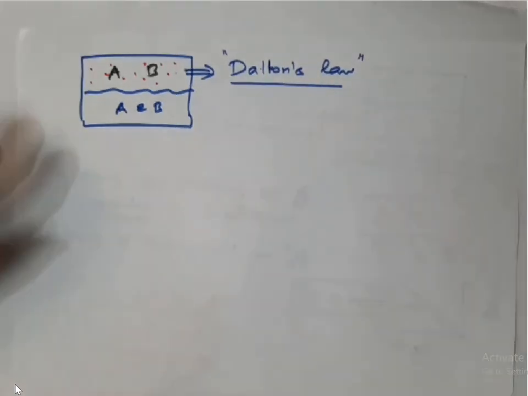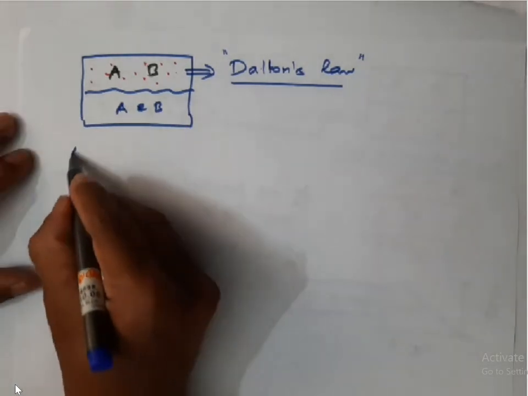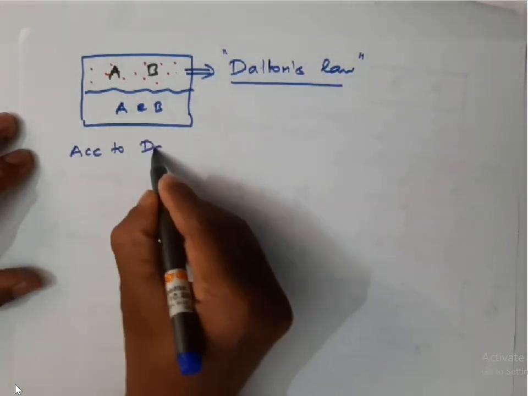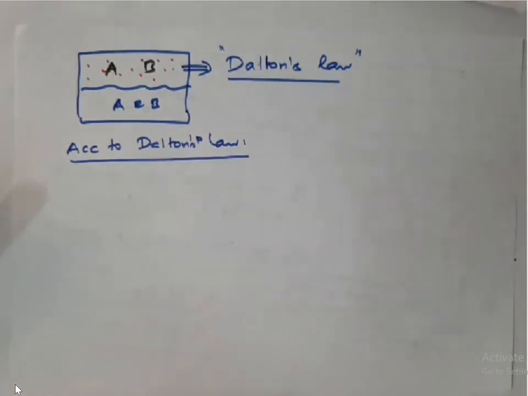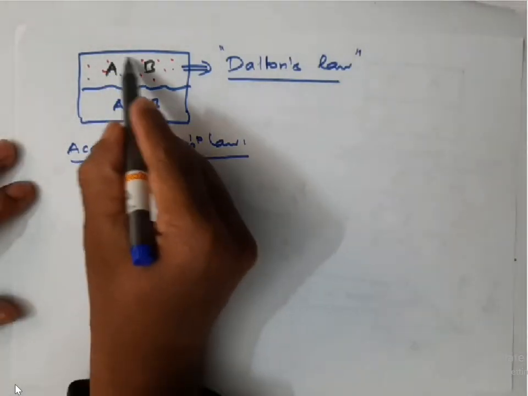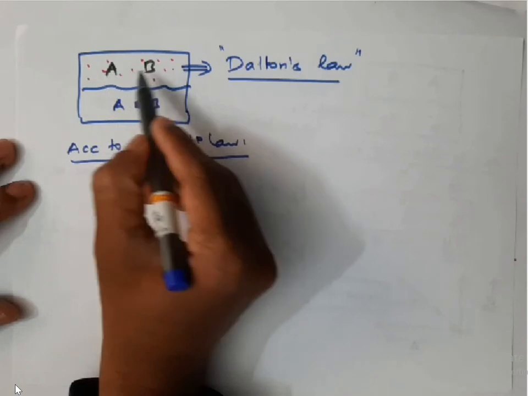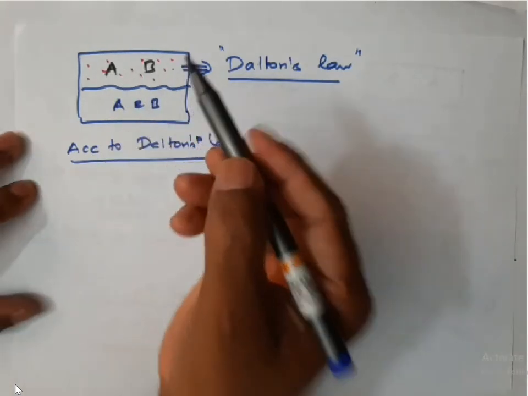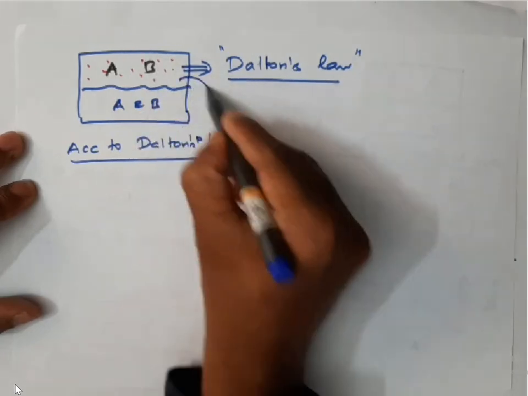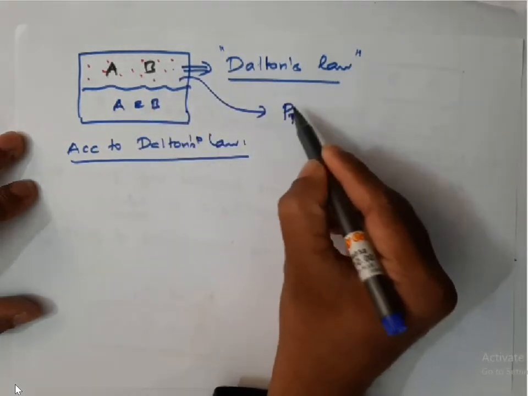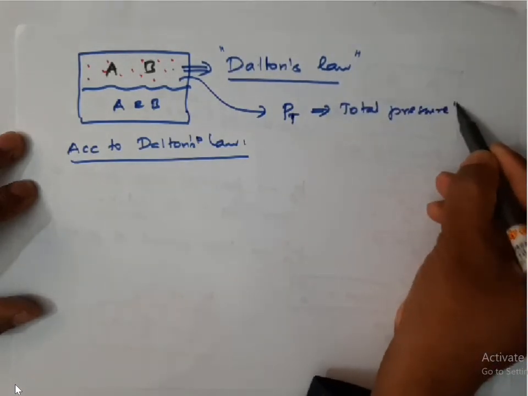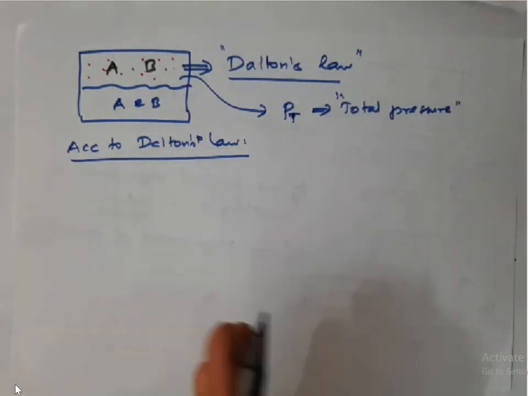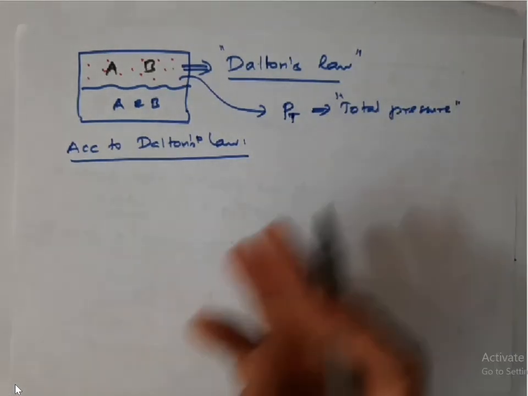What does this law say? According to Dalton's law, students, observe carefully. In the vapor phase I have two components, A and B. You measure the total vapor pressure PT. PT is the total pressure, which means the pressure exerted by both components A and B.